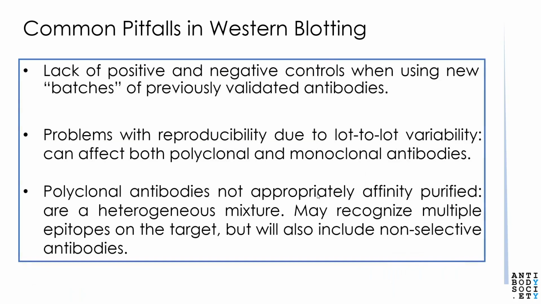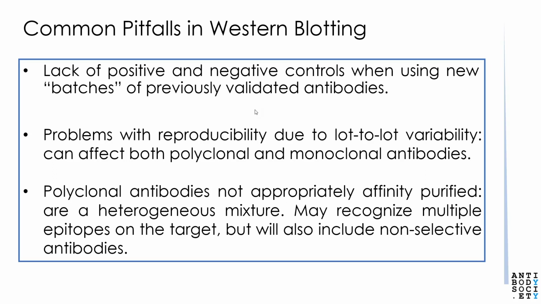So if we take a look now at other pitfalls, a lot of us don't use positive and negative controls when using new batches of a previously validated antibody. If an antibody we got 2 years ago worked great, but that finished, and we got a new batch of antibody, we have to independently validate that antibody again, because we have seen in our lab that batch-to-batch variation is quite large, especially with some companies.